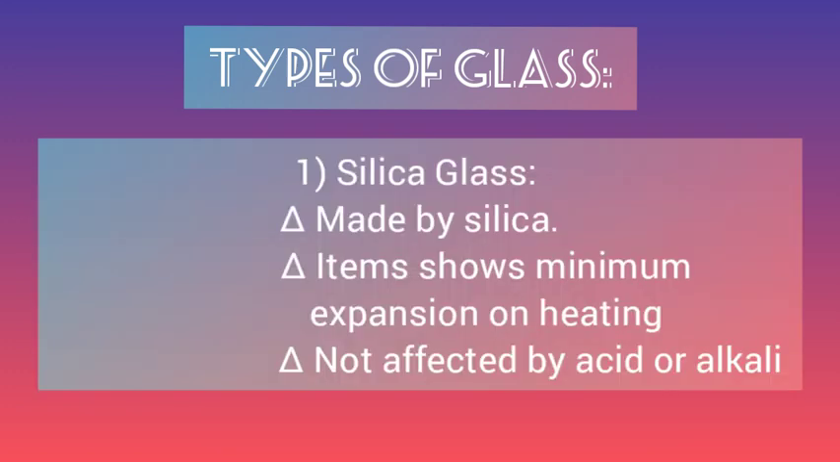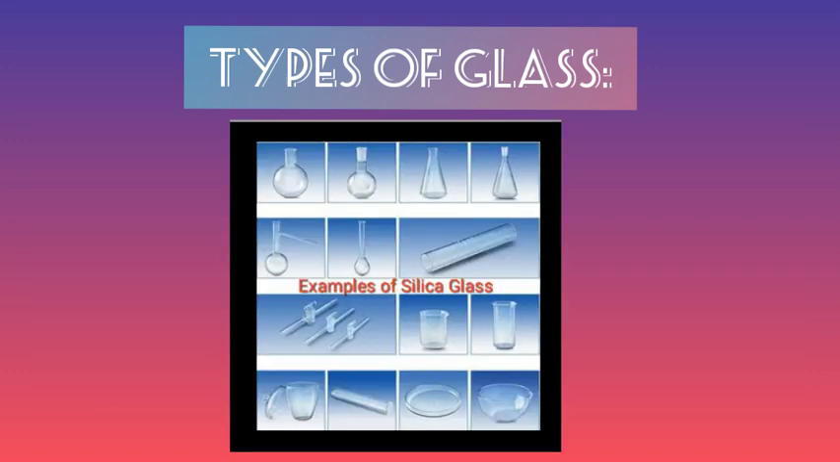The first one is silica glass. It is made from silica, and the items made from this glass show minimum expansion on heating, and they are not affected by acid or alkali. Items made from silica glass are generally laboratory glassware. As you can see in the figure, round bottom flask, conical flask, test tubes, because it is not affected by acid and alkali.